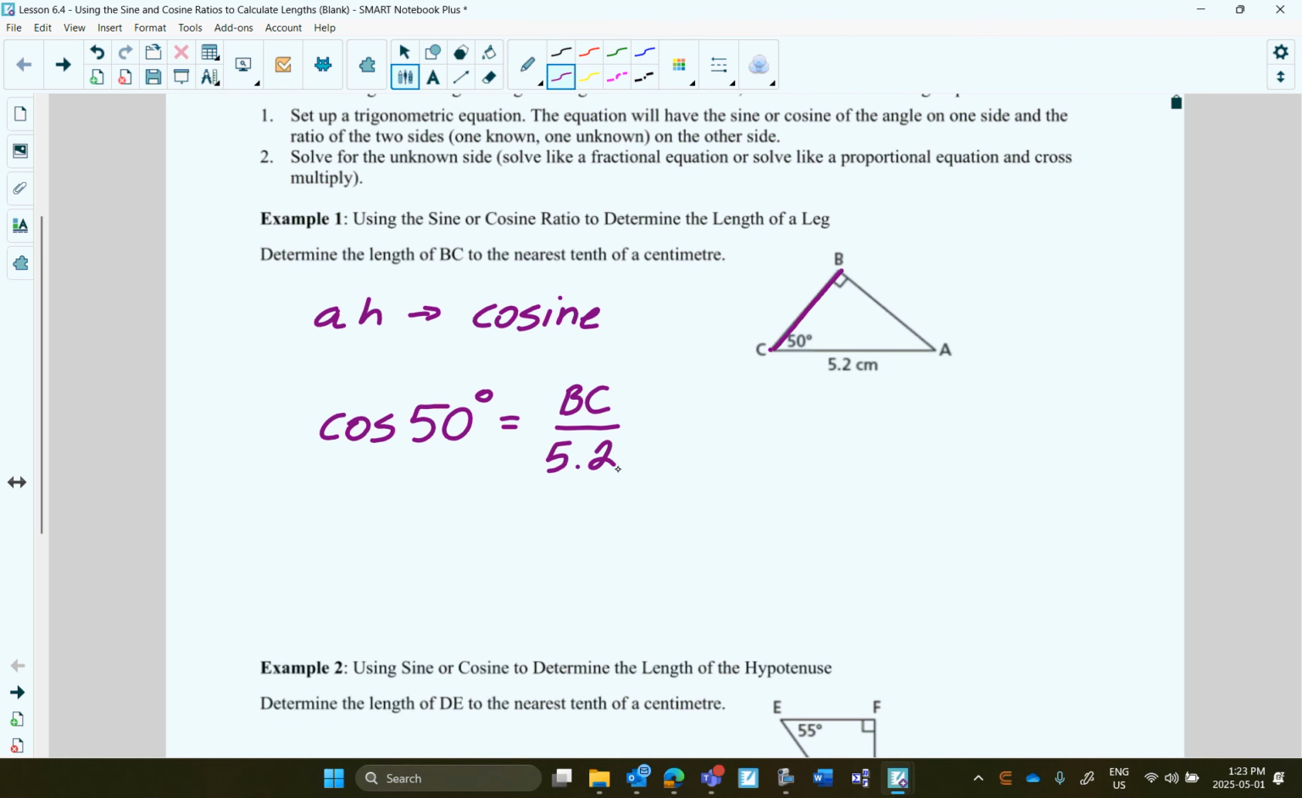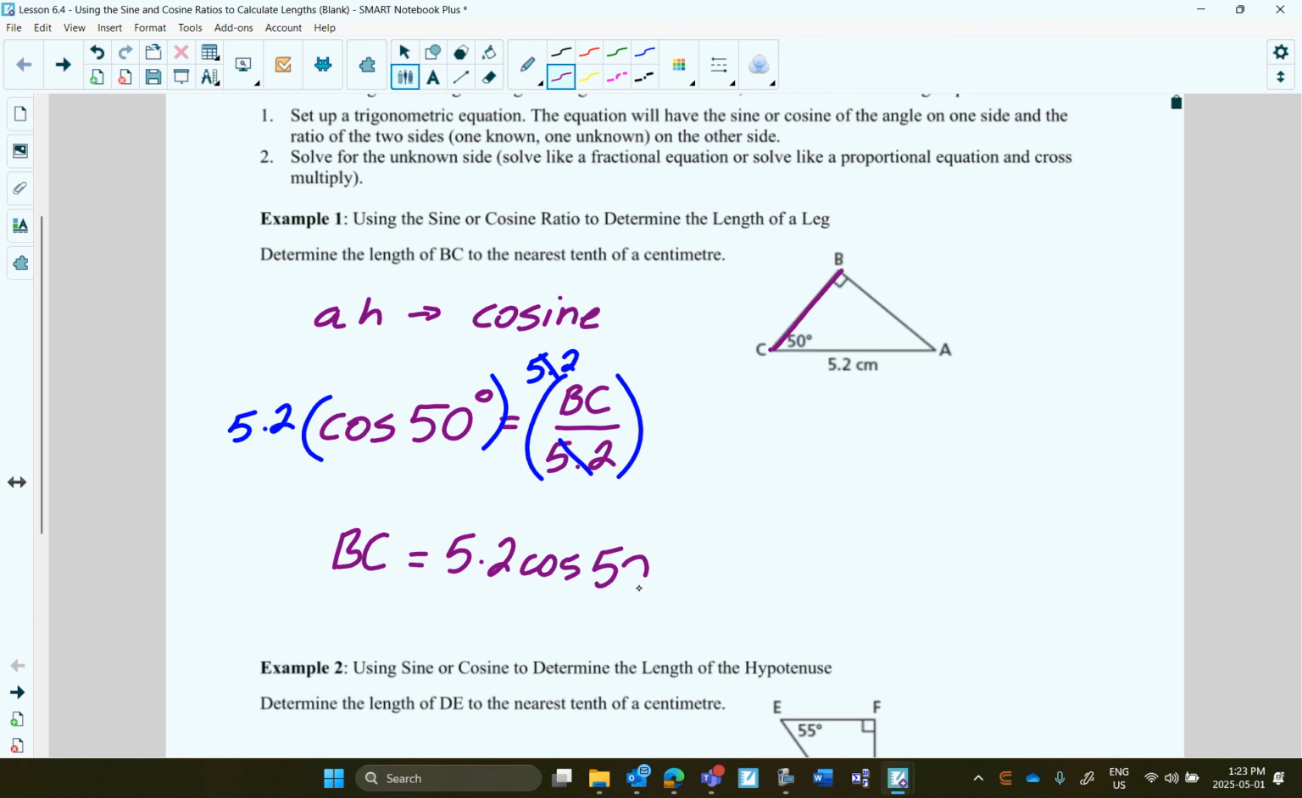How do I get rid of the fraction? Times by 5.2. Times by 5.2. Therefore, BC is going to be 5.2 times the cos of 50 degrees, so we're ready to use our calculator. And it says nearest tenth, so one decimal place.